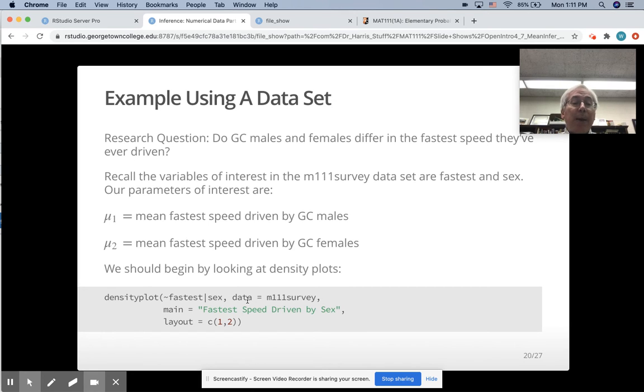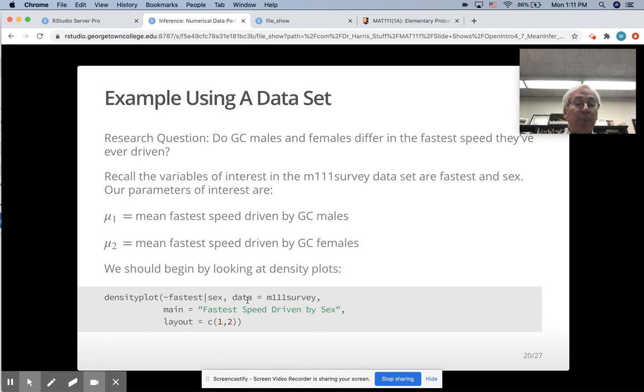So we'll let the males be population 1 this time. mu1 will be the mean fastest speed driven by GC males, mu2 the mean fastest speed driven by GC females. And we are looking at mu1 minus mu2, the difference between those two mean speeds. Before we proceed, we should look at our data.